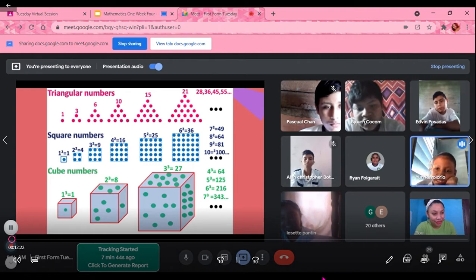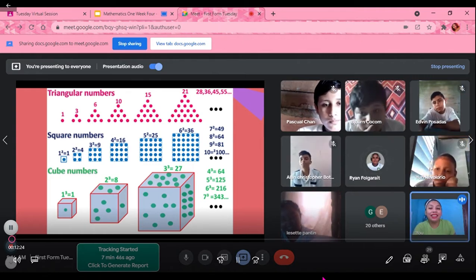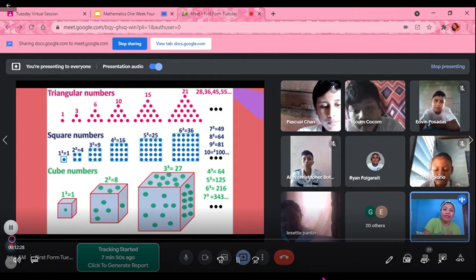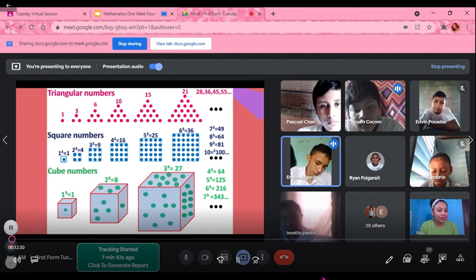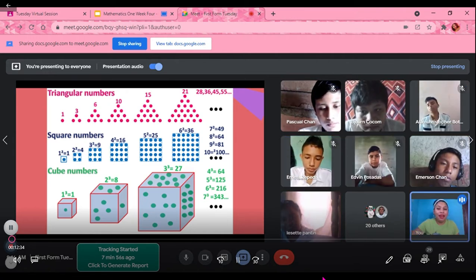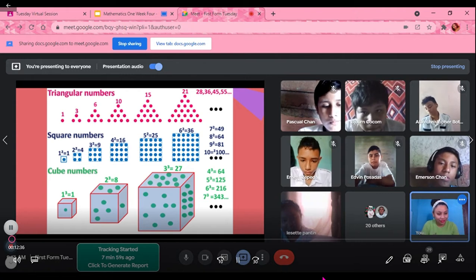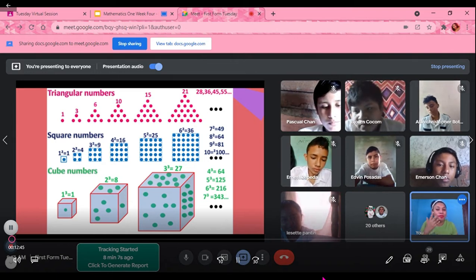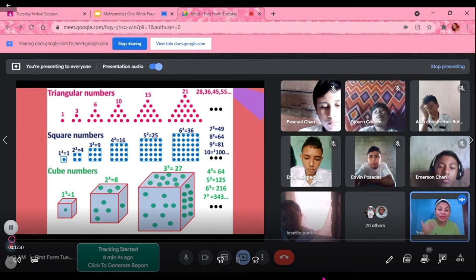15. Very good. And the following number is going to be 1 plus 2 plus 3 plus 4 plus 5 plus 6. 21. So now, what will be the number after 21? 28. Very good, because I have to do 1 plus 2 plus 3 plus 4 plus 5 plus 6 plus 7, right? And that will give me 28.